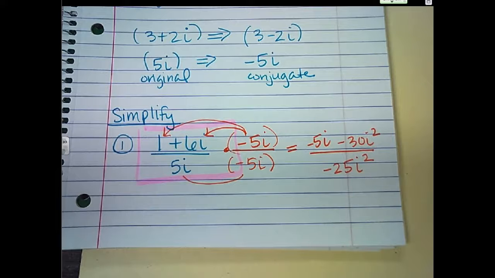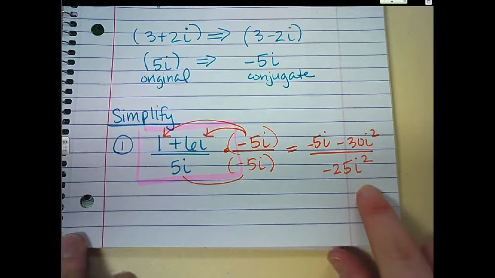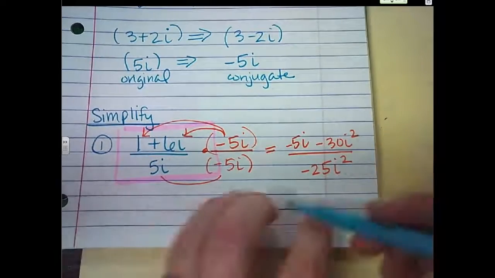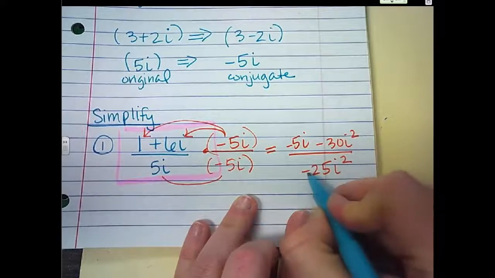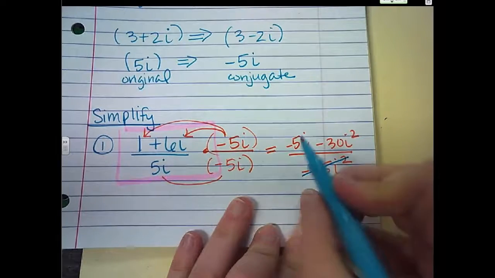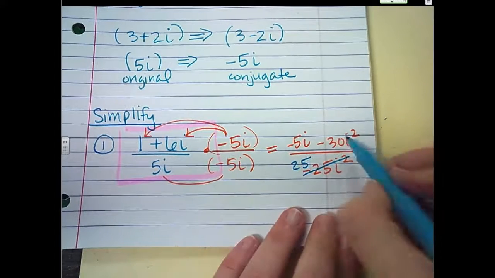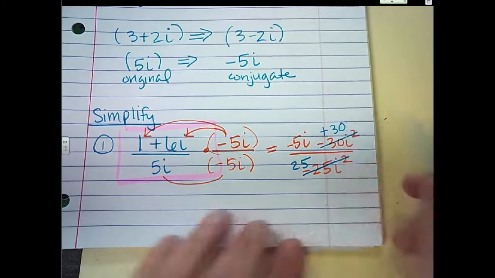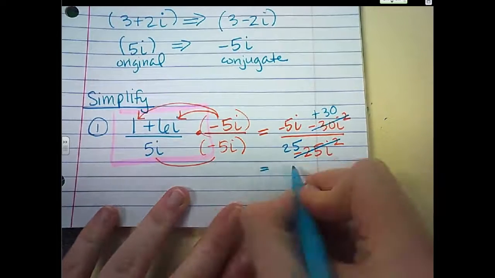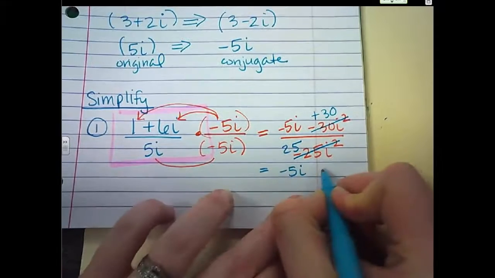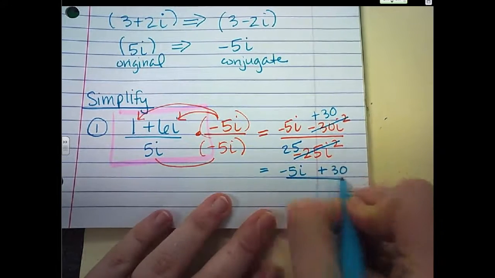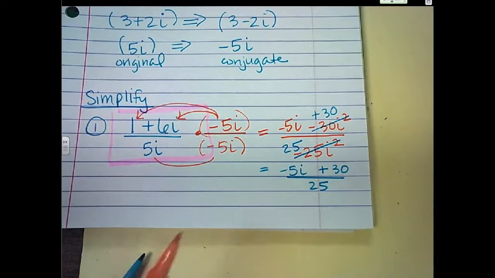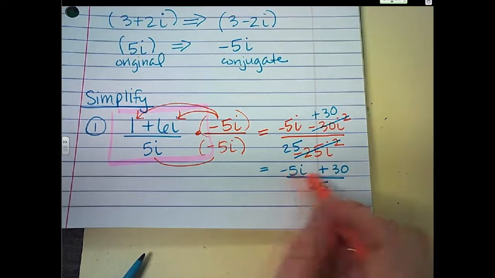Well, what's i squared? -1. So once you multiply, then I change things over here. If this is -1, what does this whole thing on the bottom change to? A positive 25. What does this whole thing change to? Positive 30. And then I'm going to rewrite that. So I've got -5i plus 30 over 25. Is that my answer? Of course not. What can I take out of all 3 of those?